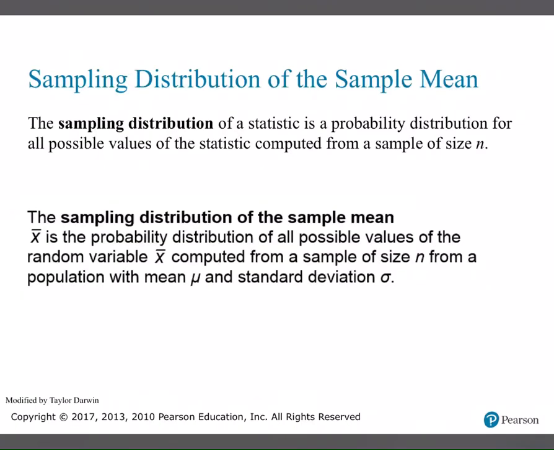Sampling distribution, remember, all that means is the shape. The sampling distribution of a statistic is a probability distribution for all possible values of a statistic computed from a sample of size n. The sampling distribution of the sample mean, X bar, is the probability distribution of all possible values of a random variable, X bar, computed from a sample of size n from a population with mean, mu, and standard deviation, sigma.